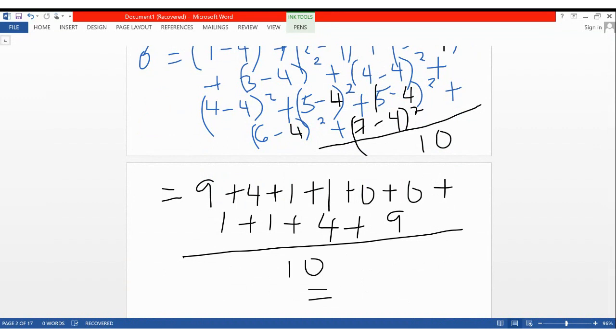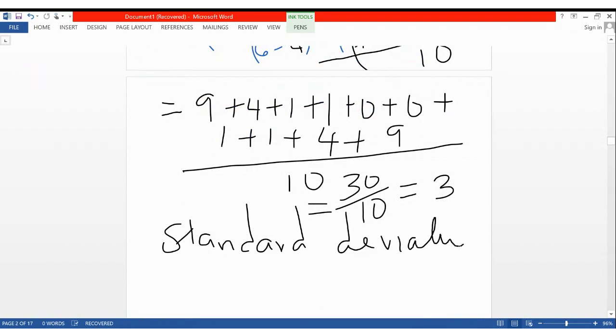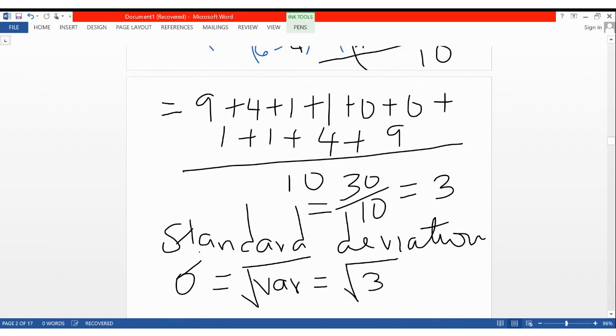Now, SD is easy. SD is standard deviation. So this one will be given by the square root of variance, square root of 3. It should be the same as 1.732.